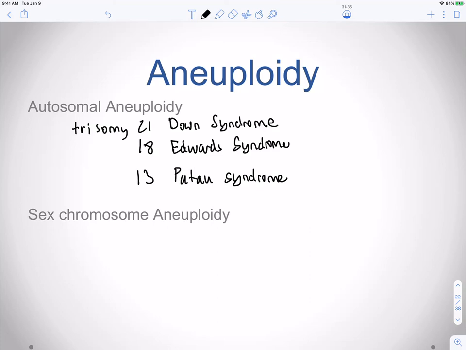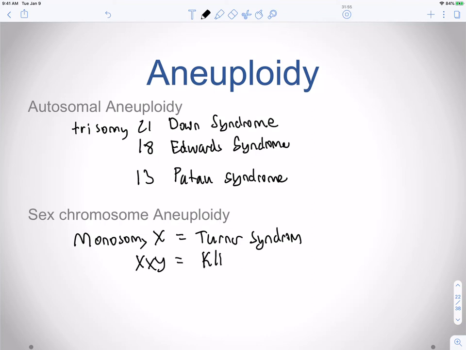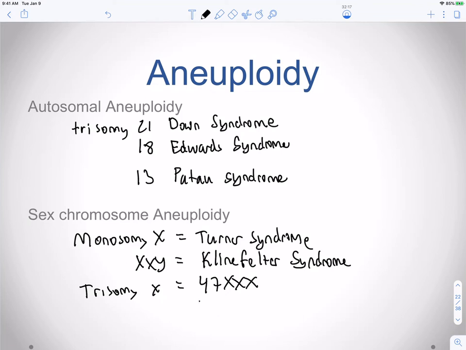And then for sex chromosome aneuploidy, you have monosomy X, which is Turner syndrome. You have Klinefelter syndrome, which is XXY. And you have trisomy X, which is 47,XXX. And then you also have 47,XYY syndrome.